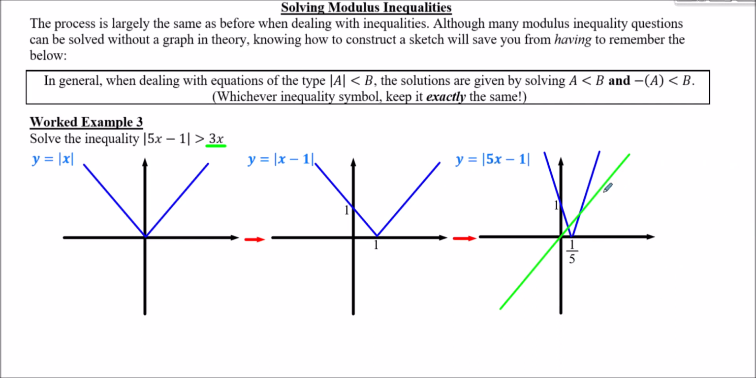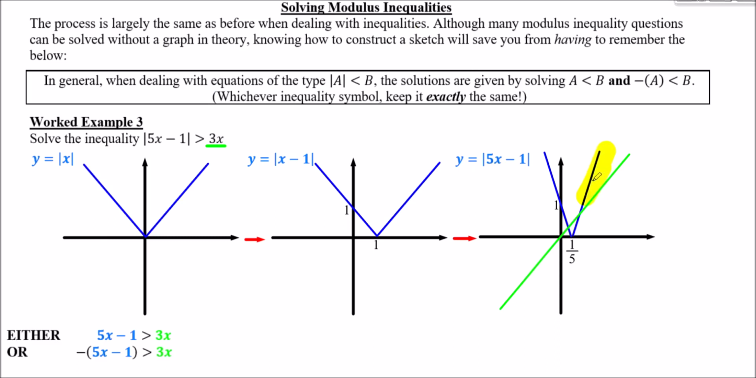Now we're solving clearly. This bit of the blue, rather, is where y equals 5x minus 1. We want where 5x minus 1 is greater than 3x, where the blue is also higher than the green over here. And this blue line here is the graph of y equals this whole thing made negative, so y equals minus 5x plus 1. This solution is where minus 5x plus 1 is greater than 3x. So the two inequalities we're solving here are these two.